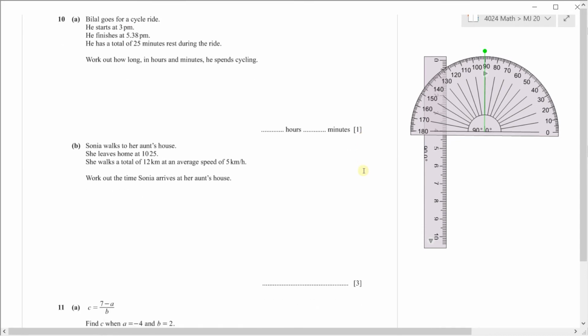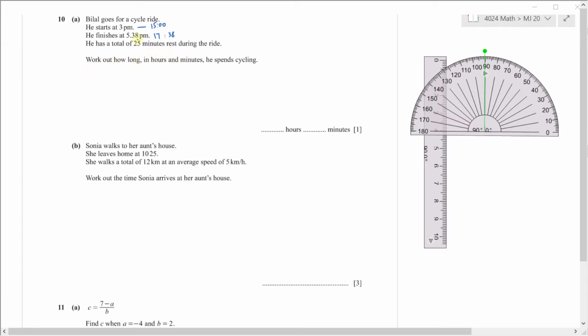Question number 10 is Bilal goes for a cycle ride. He starts at 3 p.m. He finishes at 5:38. He has a total of 25 minutes rest during the ride. Work out how long in hours and minutes he spends cycling. So I will convert these times into 24-hour clocks. So this will be 15:00. 12 plus 5 is 17:38.